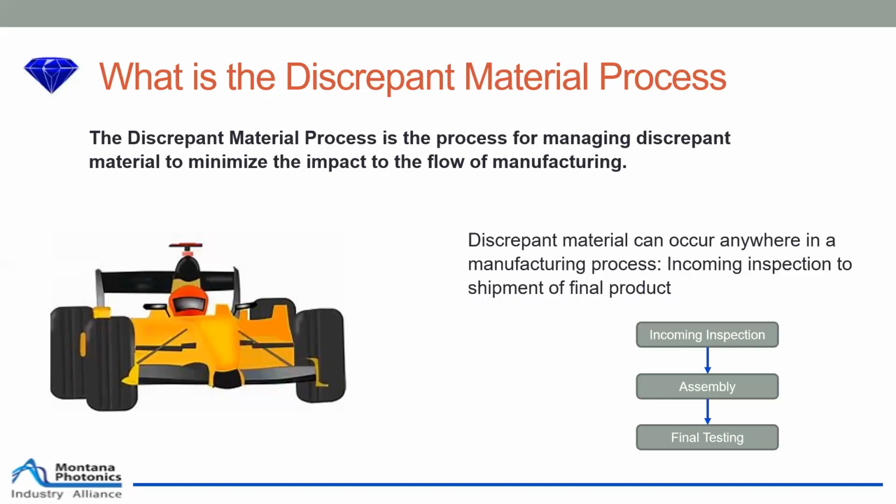Discrepant material can occur anywhere in a manufacturing process, but generally it occurs during incoming inspection, assembly, or testing. And just as a flat tire can affect the performance and outcome of a race, the discrepant material can interfere with the performance and outcome of manufacturing.